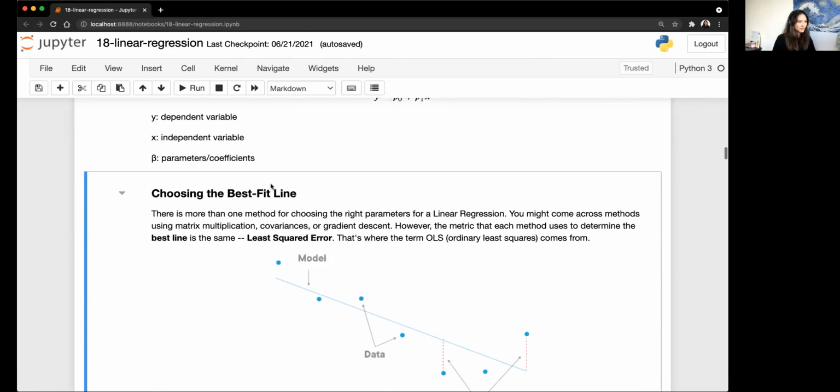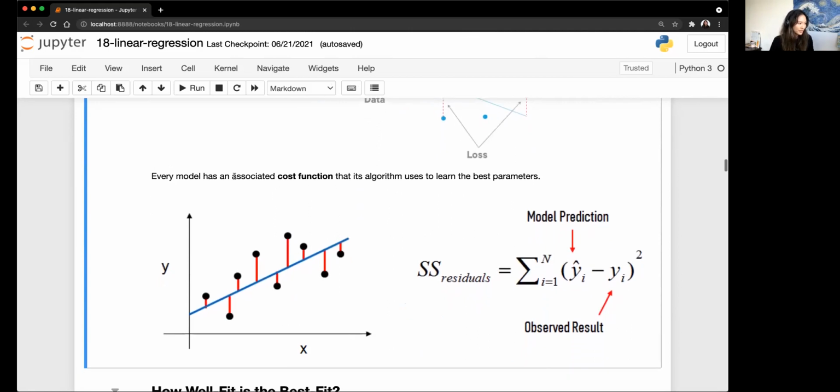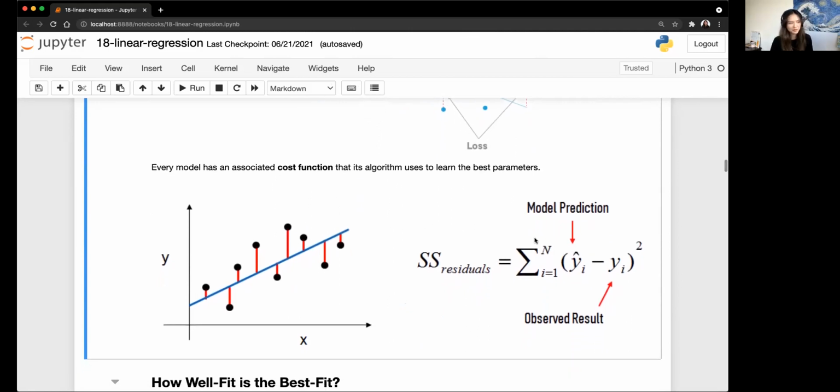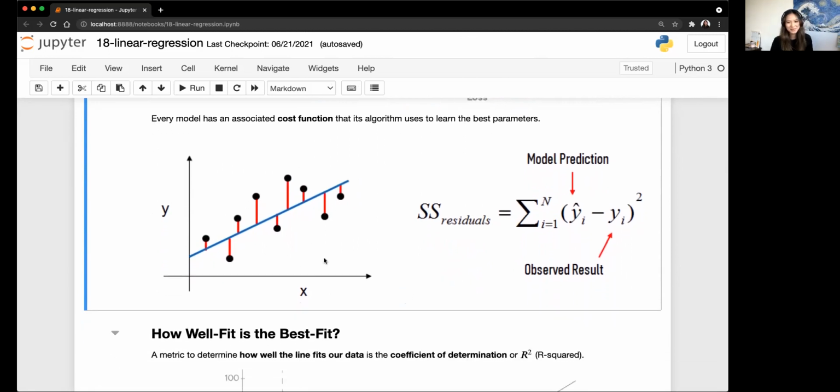All right, so next. As I mentioned, every model has an associated cost function that its algorithm uses to learn the best parameters. This is the diagram I was drawing earlier, and in mathematical terms, this is how you would write it out. Into terminology, because you might see a lot of these y values all over the place, and it is kind of confusing to keep track of.